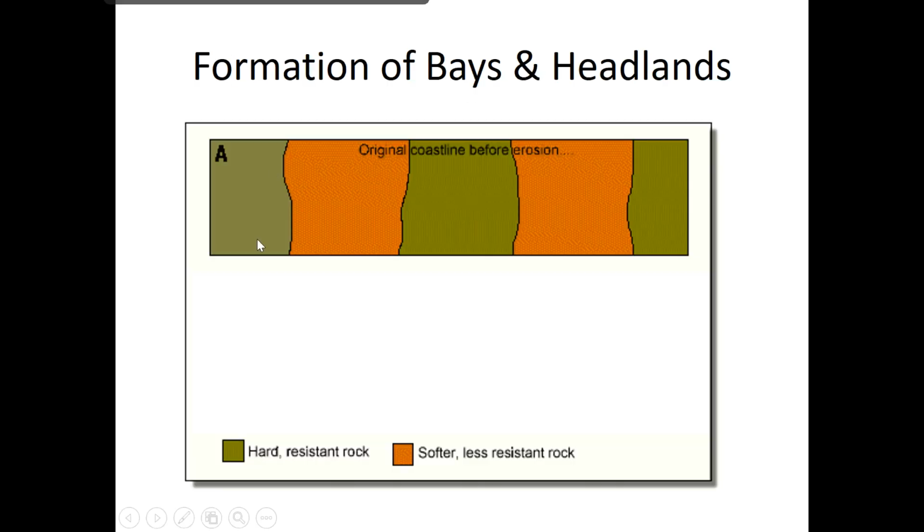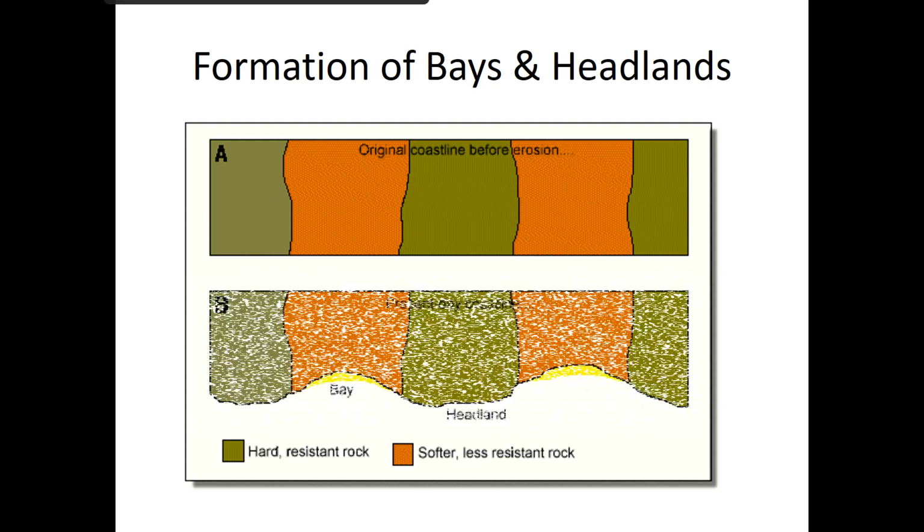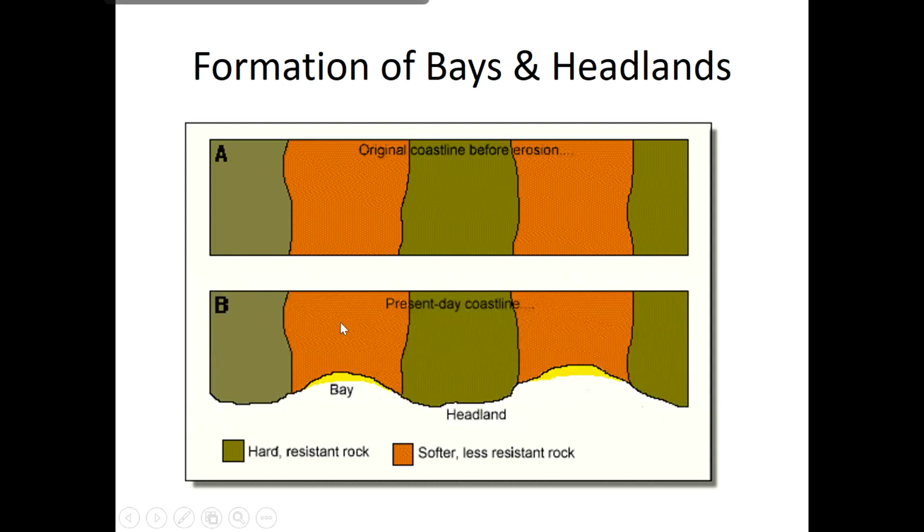Now, they are formed by something called differential erosion. So the four types of erosion still apply: hydraulic action, abrasion, compressed air and solution. But those types of erosion affect rock differently. So they erode hard rock slower than they erode soft rock. Or if you want to reverse that, soft rock erodes faster than hard rock. So if you take this as being the original coastline, the green is hard rock, the orange is soft rock. I think you know what's about to happen here. Because of differential erosion, soft rock gets eroded quicker than the hard rock.